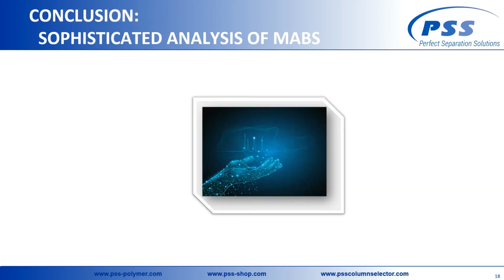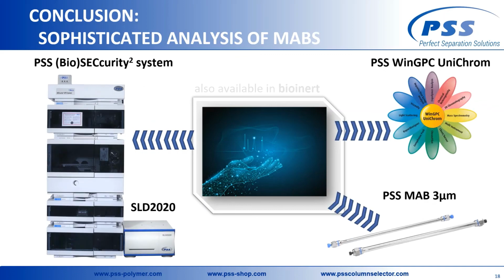Finally, I would like to give you a brief overview of our products that we can recommend for protein and MAb analysis in order to obtain reproducible, high-quality data. Our PSS SECurity Square GPC system is compatible for coupling with the SLD 2020 light scattering detector, and as the heart of any successful GPC-SEC experiment, our PSS MAB column is well designed for long-term performance and covers a wide separation range for MAB applications. All these products are available for BioInert applications on request.